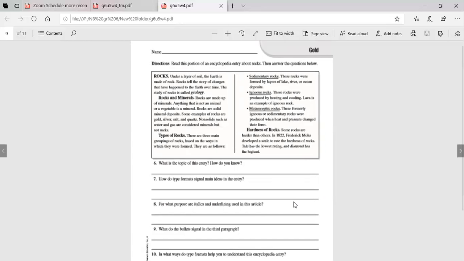Okay. Number 8. For what purpose are italics and underlining used in the article? You can see underlining here. Italics, you can see geology.